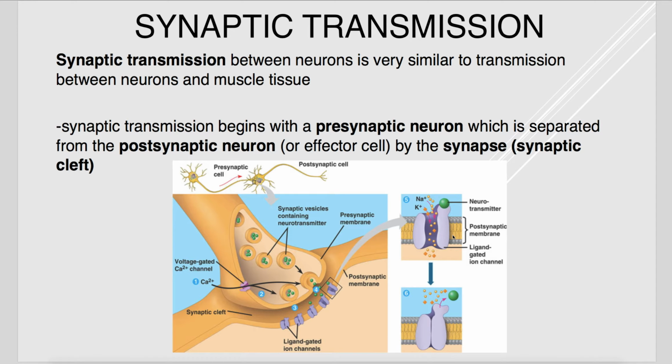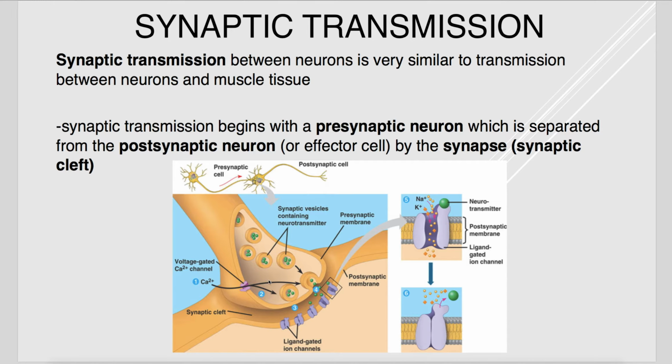Okay, so we talked about the action potential, basically how we move information down a single cell. Now let's talk about how one neuron communicates with another neuron, or even communicates with, say, a muscle cell. It's very similar. And this is synaptic transmission. And basically you have a two-cell setup. You have a presynaptic neuron.